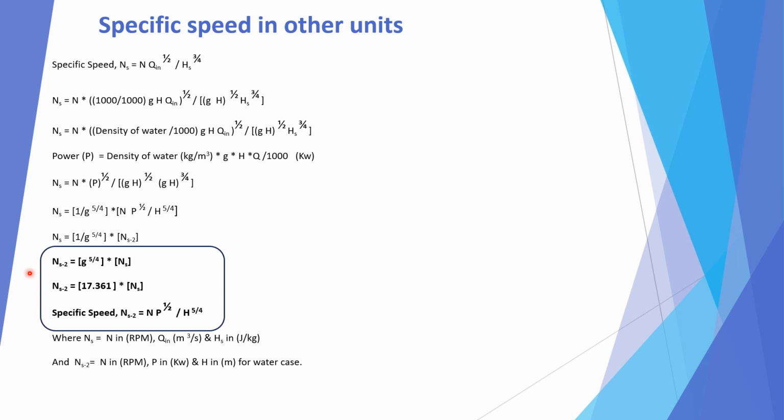After putting in this value, Ns2 is equal to 17.361 into Ns. So the specific speed Ns2 is equal to N into P to the power half divided by H to the power 5 by 4, where for Ns, N is in rpm, Q in meter cube per second, Hs in joule per kg, and for Ns2, N is in rpm, P in kilowatt, H in meter. And this is only for water application. Other formulas can be used for any other fluid, but if you want to use this correlation, it is valid only in the case of water.